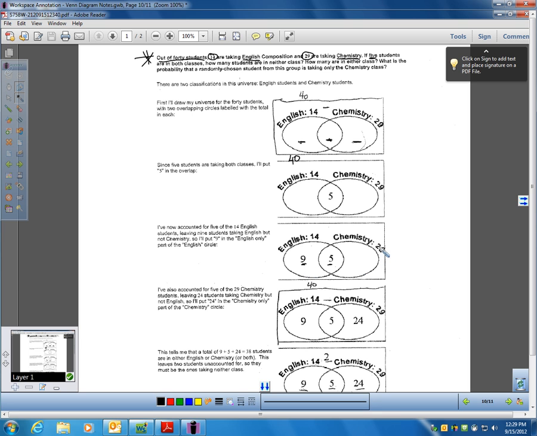Chemistry. There's 29 students in that class. Well, there's 5 over here that are part of chemistry class that are taking English. 5 plus what is 29? Well, it's right here, 24.